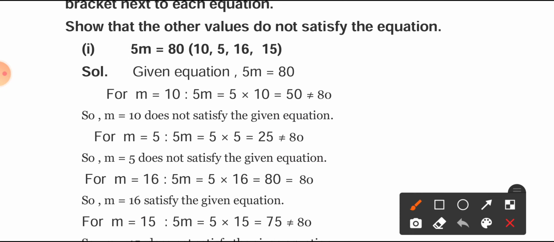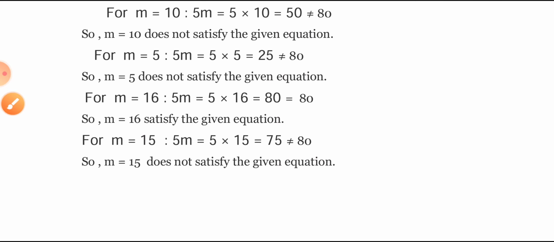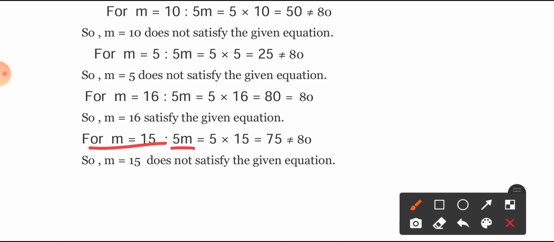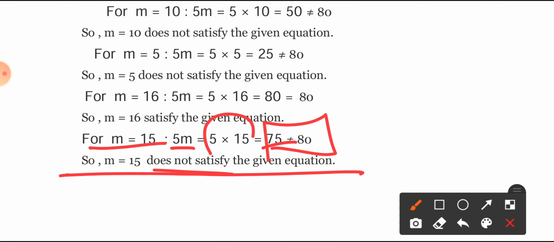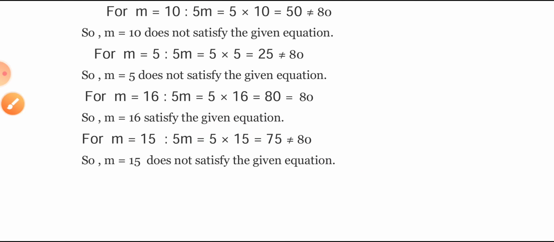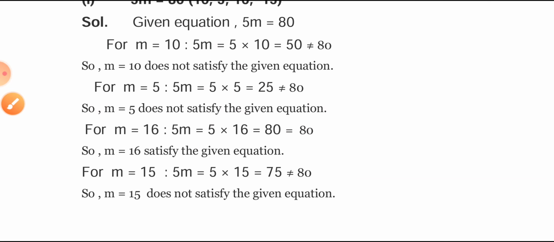Now the next number given is 15. So put m = 15. 5m, 5 × 15, 75. 75 is not equal to 80. It means m = 15 does not satisfy the given equation. So what is the solution of the given equation?